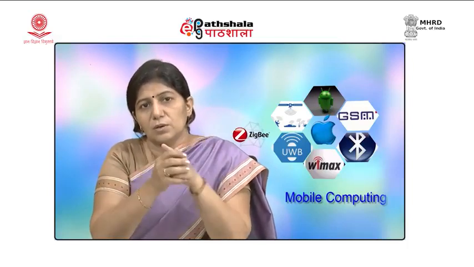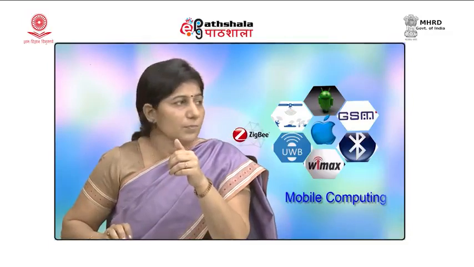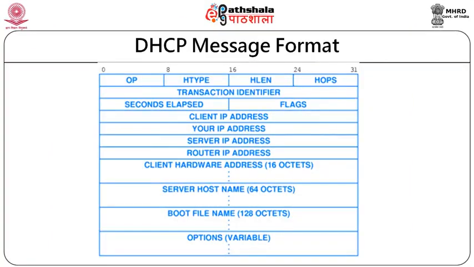So now we talk about the formats. If we talk about the DHCP message format, here on the screen you can see that there is a total of 32 bits. The first 8 bits are for op, the second 8 bits are for H type, the third is HLEN. Op is basically what operation we want to perform. There are 2 operations, either reply or request. So whether I am replying or I am requesting.